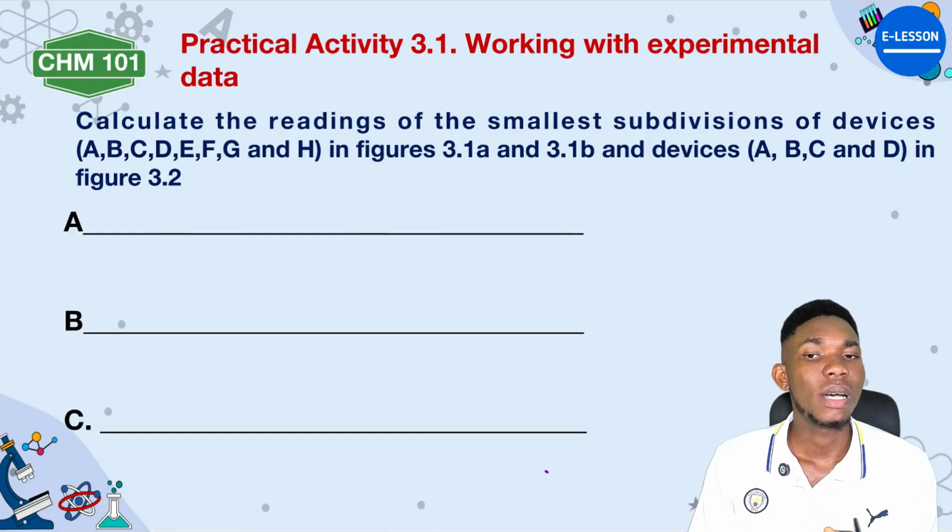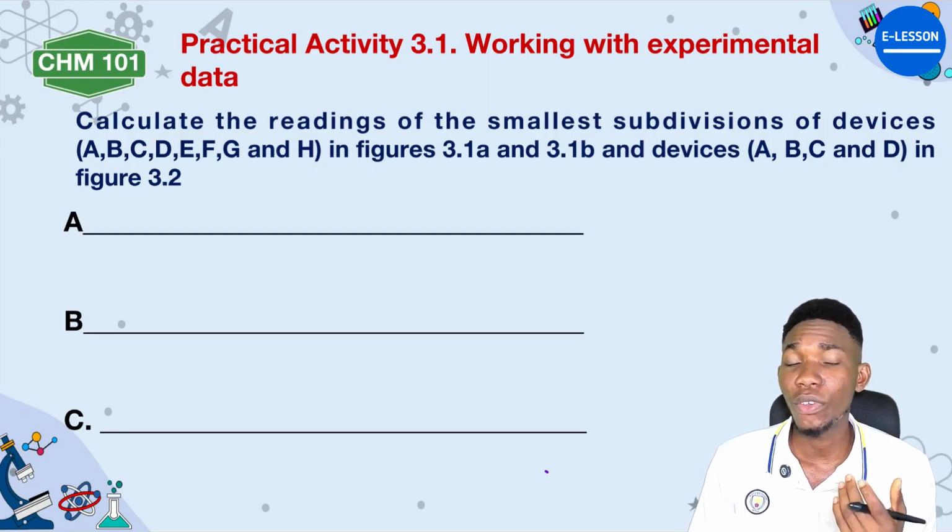Before you get to practical activity 3.1, you should have done activity 2.1. So definitely you must have seen it, right? Exactly. So this one is practical activity 3.1, working with experimental data. We want to check for precision and accuracy.